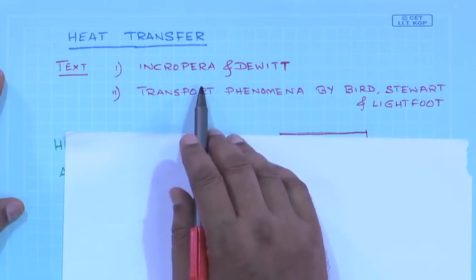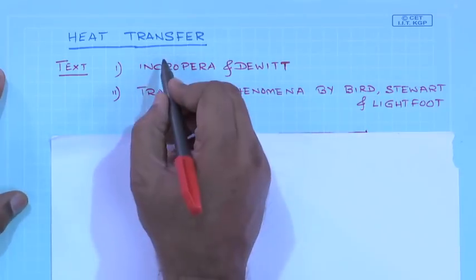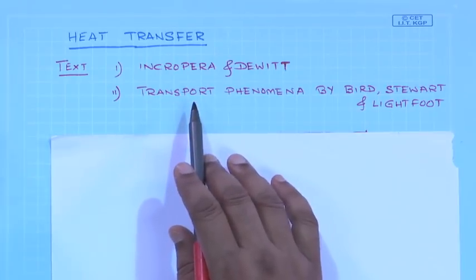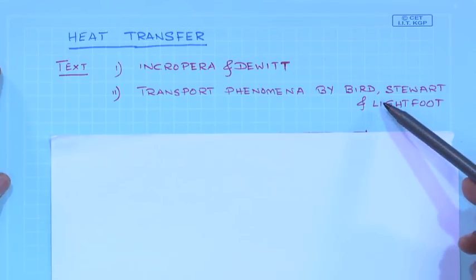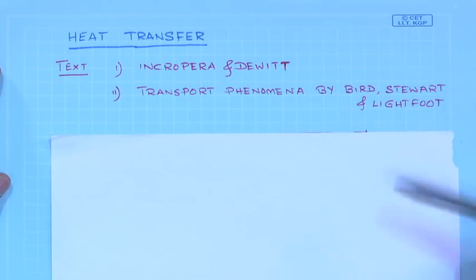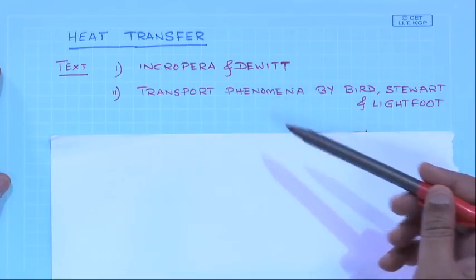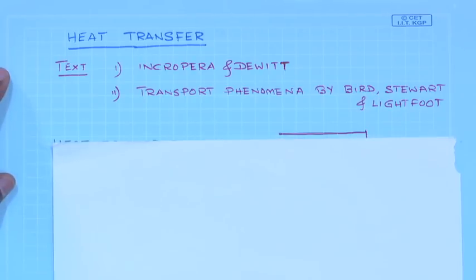But first of all, what is the textbook that we are going to follow? The first textbook that I have written down over here is Heat and Mass Transfer by Incropera and DeWitt, and the second book that we will occasionally refer to is Transport Phenomena by Bird, Stewart and Lightfoot. If you see the description of the course, you would see both of these books are listed as the prescribed textbooks for the course.